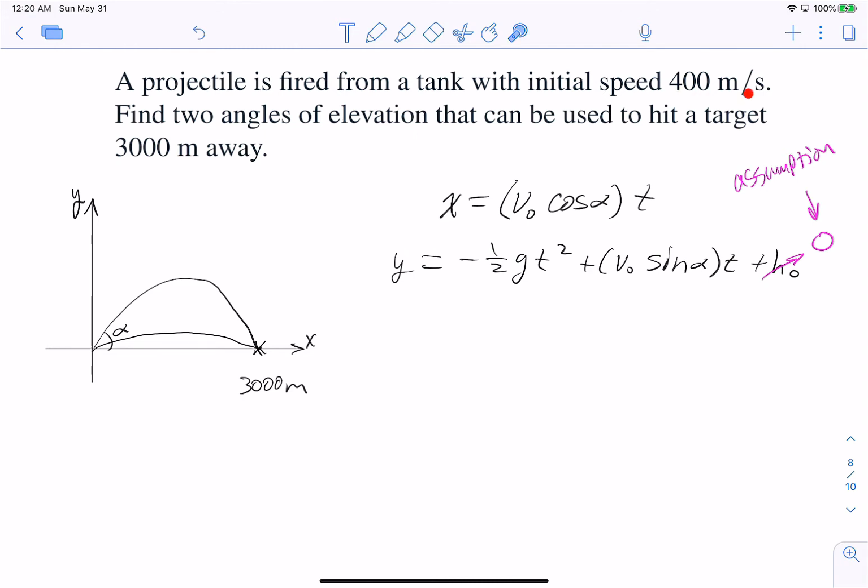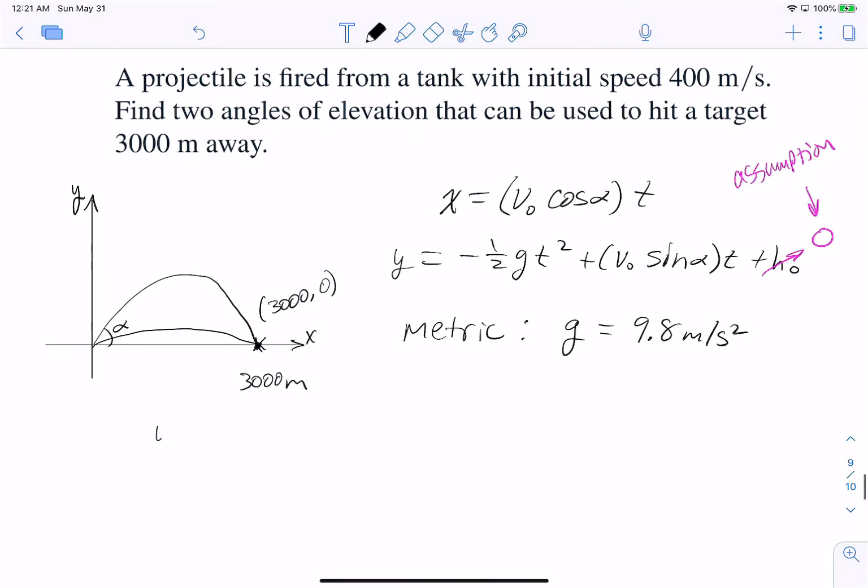Because we have here 400 meters per second and 3,000 meters, we know that we're in the metric system. Therefore, gravity is given to be 9.8 meters per second squared. Now, there's something subtly hidden in the picture that I've drawn, and it's that when the projectile hits its target, it's at a height of 0. So this point here that I've indicated on the ground is actually at 3,000, 0. In other words, when x is equal to 3,000, y is equal to 0. And that's going to be very useful for these parametric equations that we have.